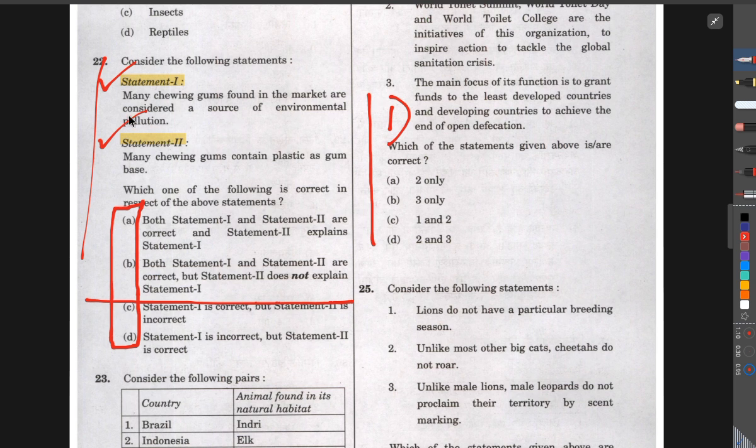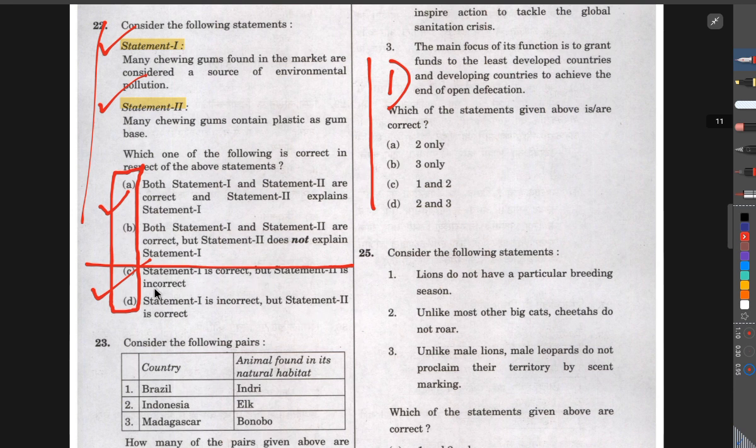For example, if both the statements are correct, then you have to choose between A and B, because the options say that both statement 1 and statement 2 are correct. If either one is wrong, then you have to choose between C and D. So that's the first observation: if you are sure that one of the statements is wrong, you can directly find the answer, which can be either C or D.